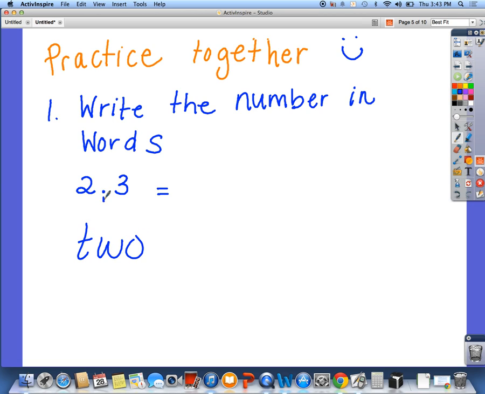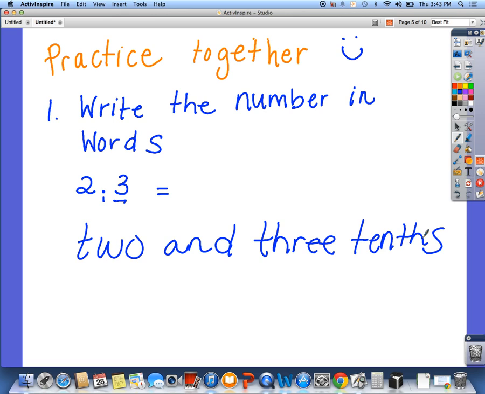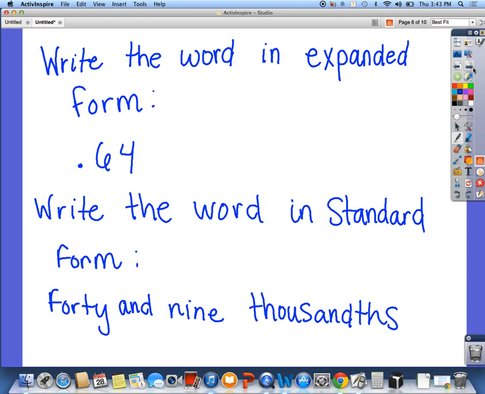2, again, this means and, that decimal, and 3, and what's this place value? Tenths. Okay, moving on. Now we're going to write the number in expanded form. So let's go back. What is expanded form? Oh yeah, that's the one, the sum that shows the place value of each digit.